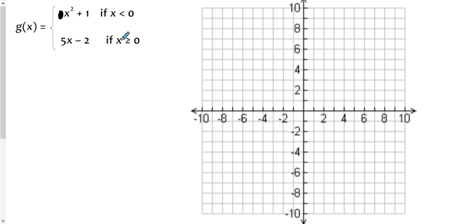We're going to graph this piecewise function here. You'll notice that it's divided at 0. The two pieces are divided at 0, but this one's going to have a hole in it. This is our first time seeing that, so let's see what that looks like.